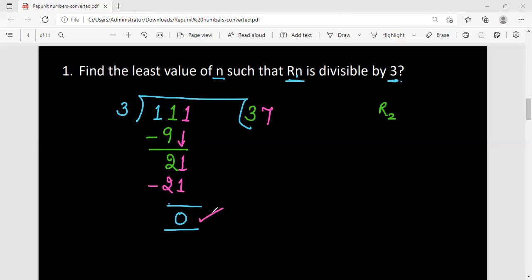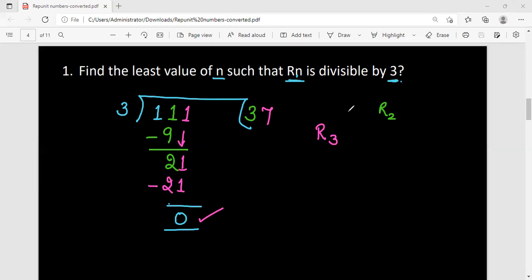So what is the remainder we are getting here? 0, right? So I can say that R3 will be divisible by 3, right? If you are comfortable with the divisibility rule, you must have calculated that 1 written 3 times has a sum of digits of 3, which is divisible by 3.